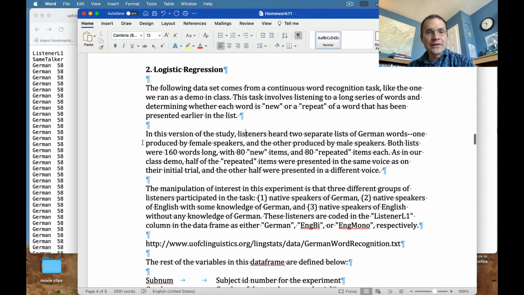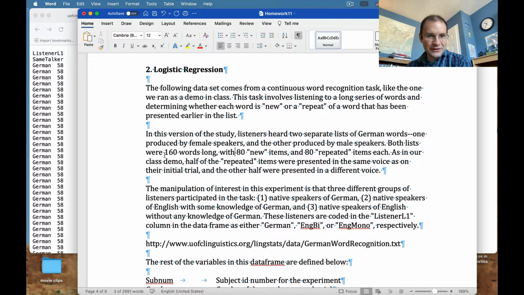Okay, so in this version of the study, listeners heard two separate lists of German words, one produced by female speakers and the other produced by male speakers. Both lists were 160 words long with 80 new items and 80 repeated items each. Just to explain the gender factor here: if you're listening to a set of repeated words, and all of a sudden some of the words are repeated in different voices, that's even more obvious if you switch between female and male or vice versa. So we kept those two sets of speakers separate.